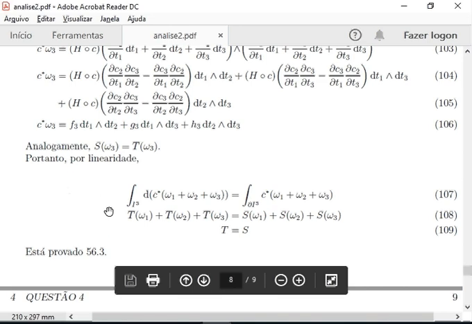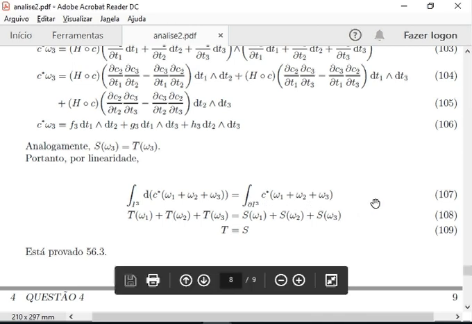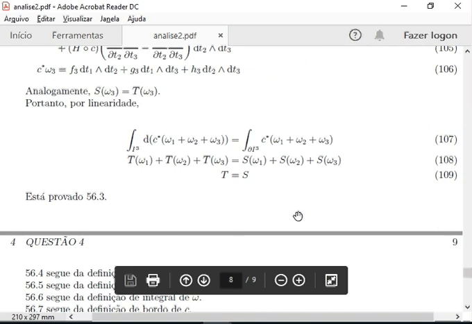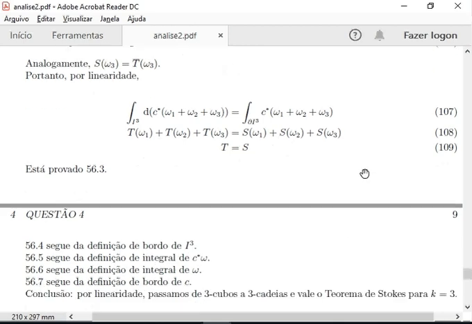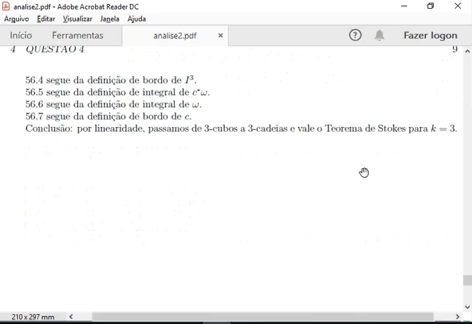By linearity, the integral of dC pullback of omega 1 plus omega 2 plus omega 3 is equal to the integral of the pullback of omega 1 plus omega 2 plus omega 3. T plus T plus T is equal to S plus S plus S. T is equal to S. Quod erat demonstrandum.